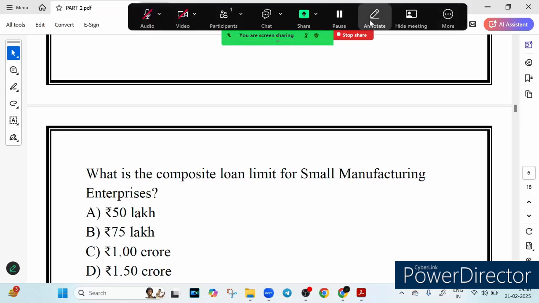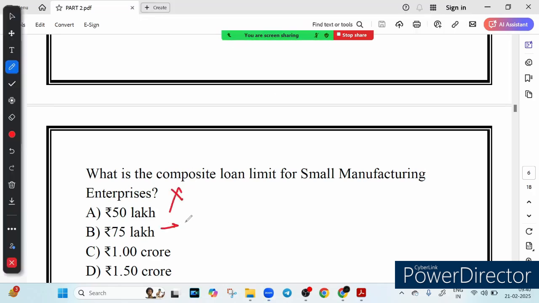So this is wrong. Option B says 75 lakh. This is also wrong because the limit is higher than 75 lakh. Option C says 1 crore. Yes, it is correct. The composite loan limit for a small manufacturing enterprise is 1 crore. Now you might wonder what this composite loan is. Composite loan क्या होता है?